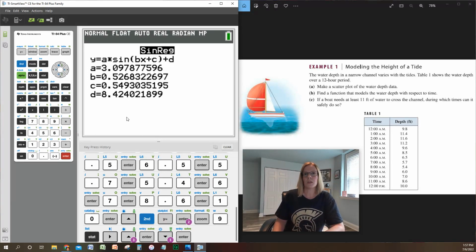So you need to take a moment and write this equation down. Pause the video and write down y equals, and then instead of a, put in the value for a, 3.09. And then sine, and then substitute in the value for b, 0.52 or 0.53 if you want to round it. And then x plus c, which is going to be 0.54. And then plus d at the end is going to be 8.42.